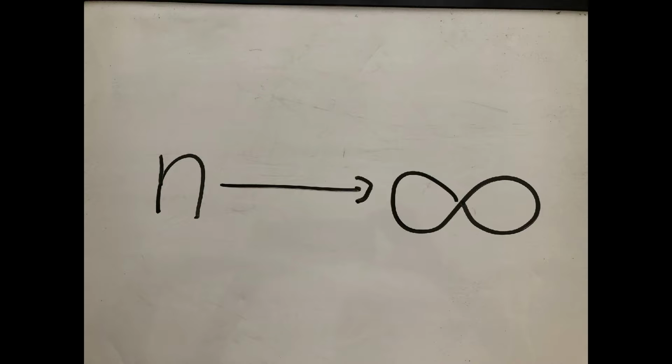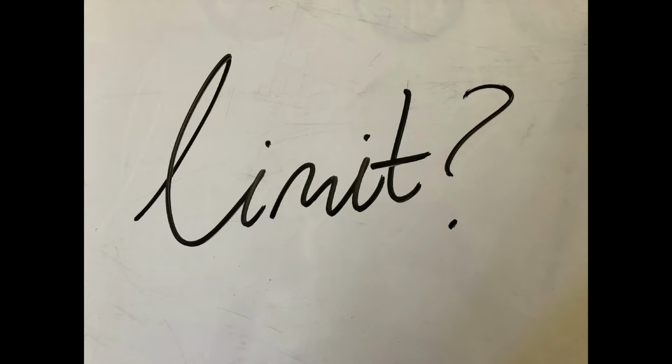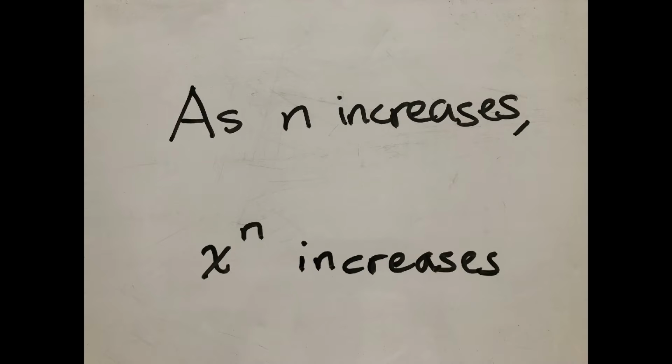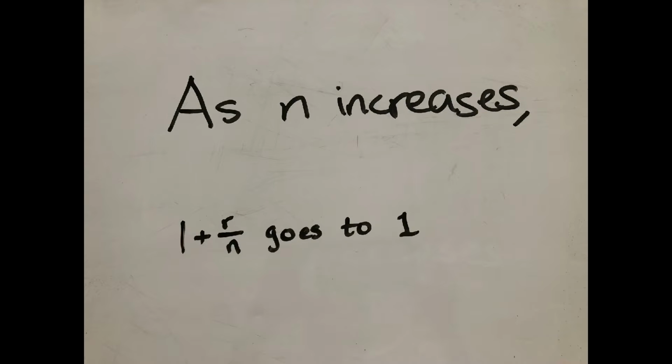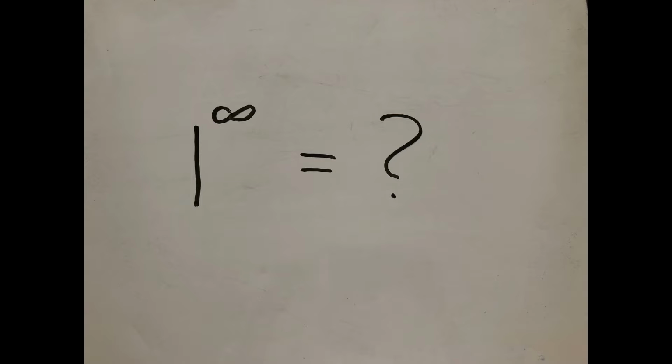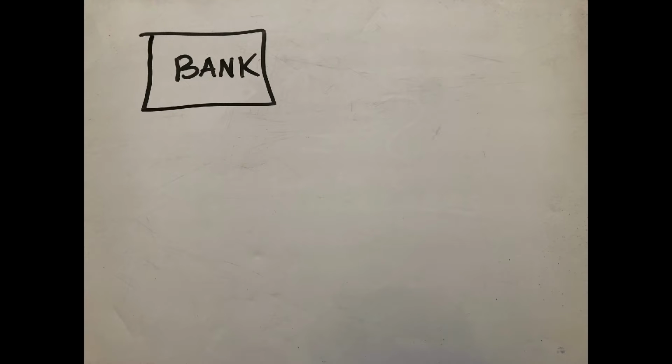And Bernoulli noticed that as the number of times you compounded per year, n, increased, the amount in the bank after time t increased. And this was obvious. But what he wondered was, was there a limit? And you might say that no, since when n grows larger, x to the n also grows larger. But think about it. As n increases, 1 plus r over n approaches 1. So this whole formula approaches 1 to the infinity. Does this equal 1?